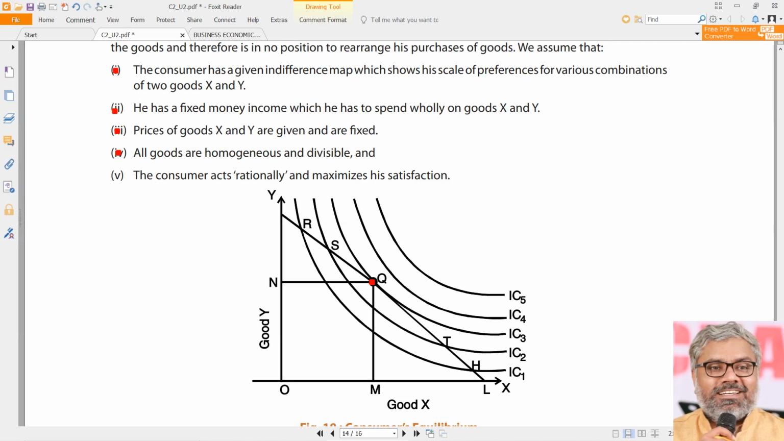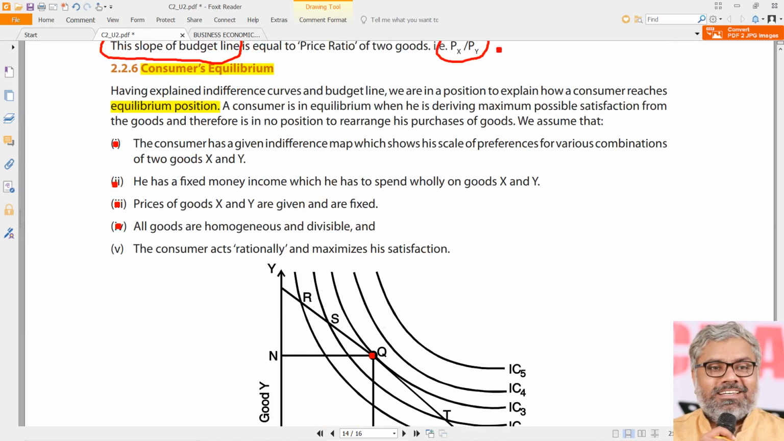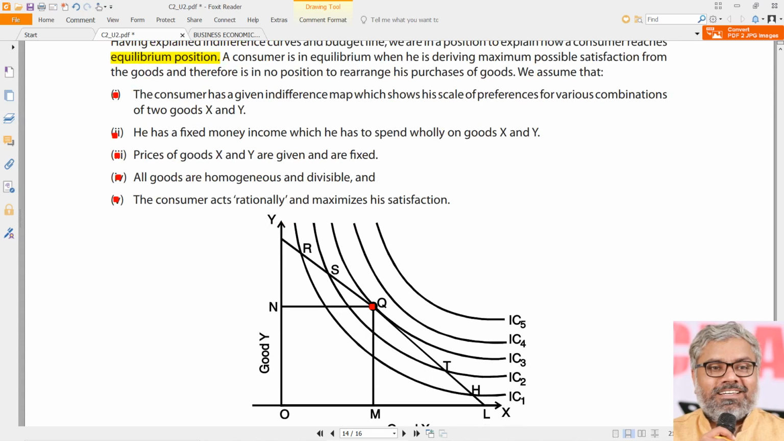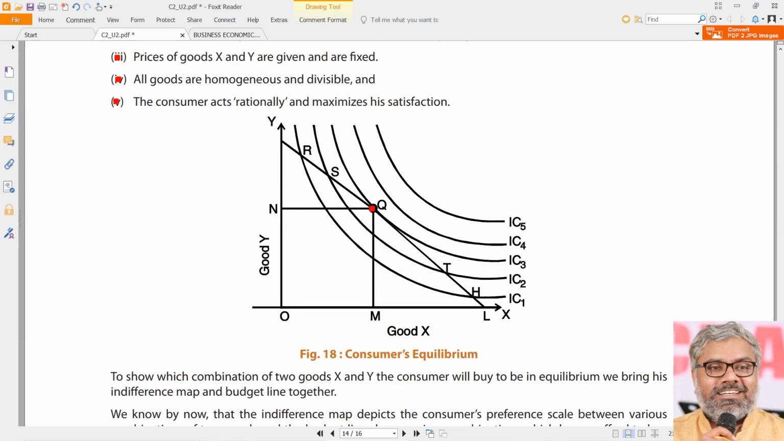Then only we are talking about two commodities and their combinations within which the consumer is indifferent and which is within his budget also. That is what equilibrium simply means. And naturally, the common assumption always, as usual, is that the consumer acts rationally and maximizes his satisfaction. So these are the assumptions before we understand consumer's equilibrium.